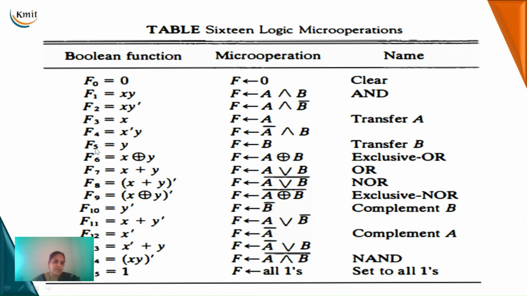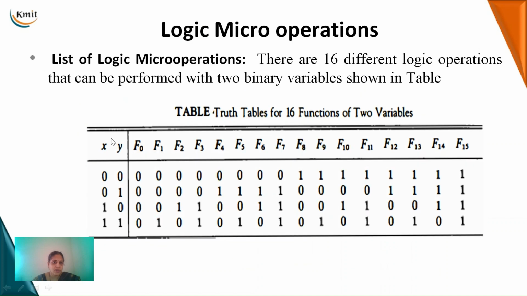Next coming to F5, it simply takes the value of Y. So whatever is Y, 0, 1, 0, 1, that is your output, 0, 1, 0, 1.